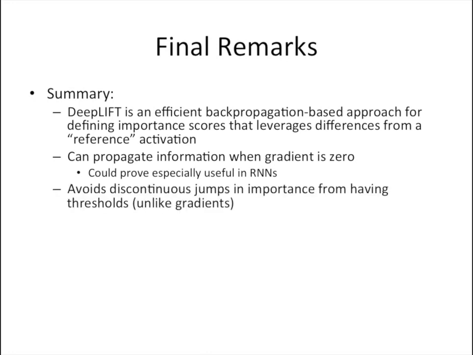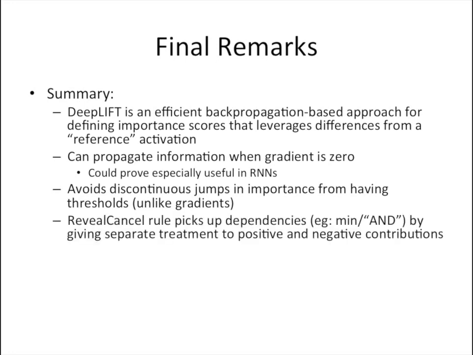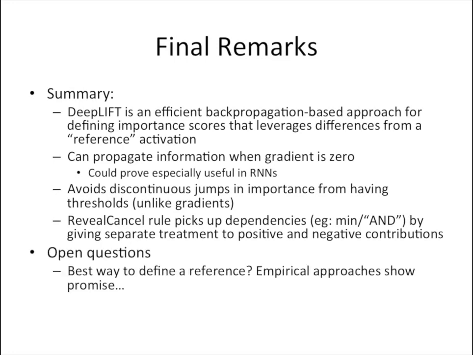DeepLIFT can also avoid discontinuous jumps in importance that are caused due to thresholds from bias terms, in contrast to using the gradients. And finally, the reveal-cancel rule of DeepLIFT can pick out dependencies such as those illustrated with the min/and example, and it does this by giving separate treatment to positive and negative contributions. As for some open questions, by far the most important step in DeepLIFT is getting an informative reference, and it's not always obvious how to choose a good reference.